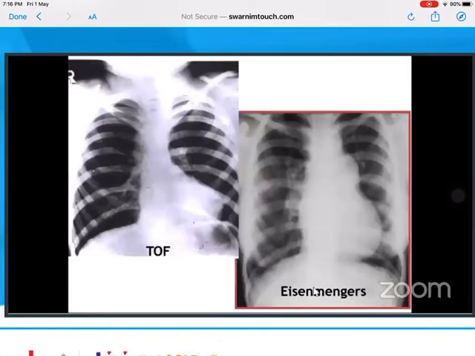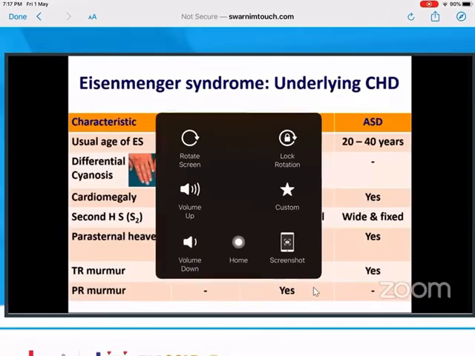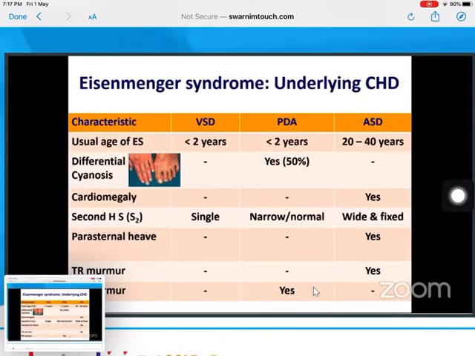X-ray of Eisenmenger, I already showed you one: prominent pulmonary artery segment, absence of cardiomegaly, central plethora, peripheral oligemia. The question asked is often, how do you differentiate whether it is VSD Eisenmenger, PDA Eisenmenger, or ASD Eisenmenger? And I think that's a common scenario in the exam.